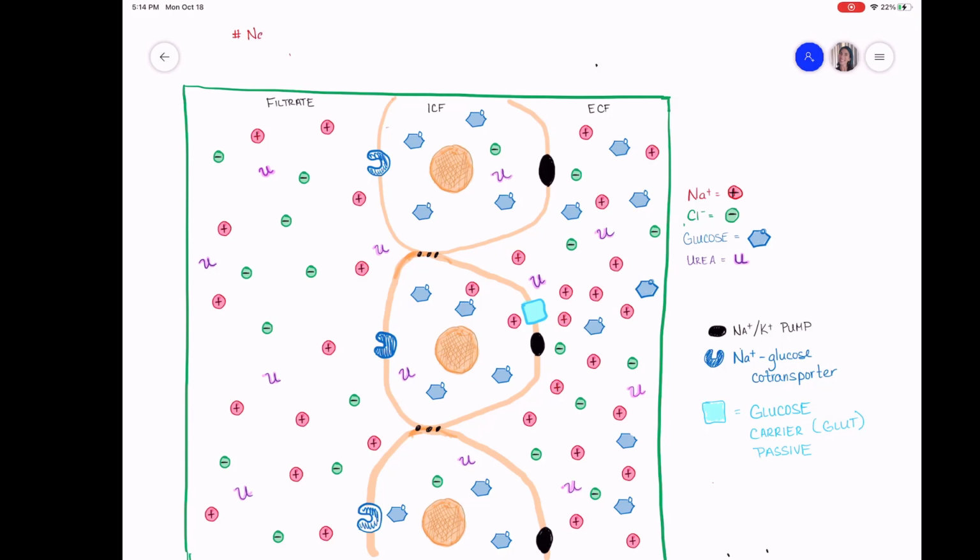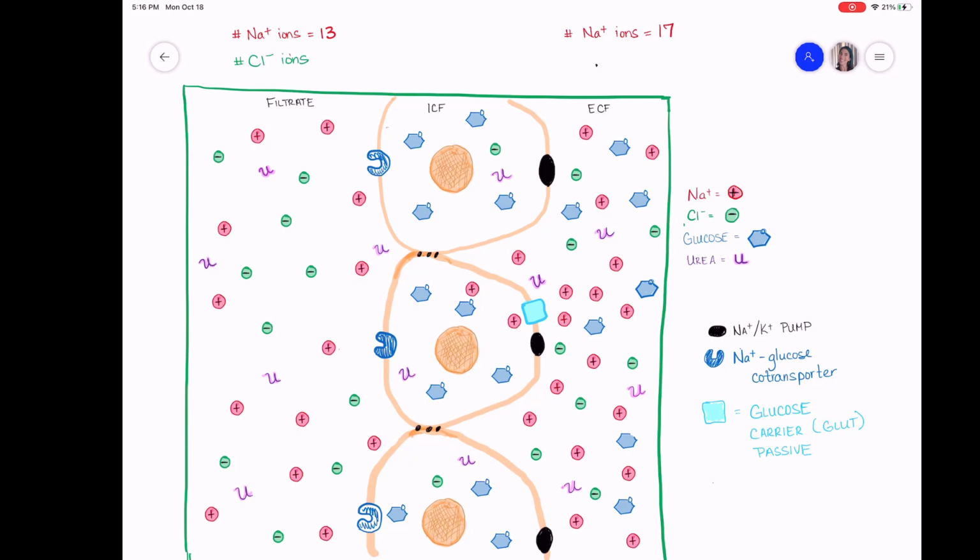Notice that things are starting to look a little crowded in the extracellular fluid. In fact, let's take a moment and actually count how many sodium ions are going to be in each compartment at this point. So I'll quickly go ahead and count the number in the filtrate, and then I will count the number in the extracellular fluid, and we'll compare them. Notice that there's more sodium ions in the extracellular fluid because we've reabsorbed them.